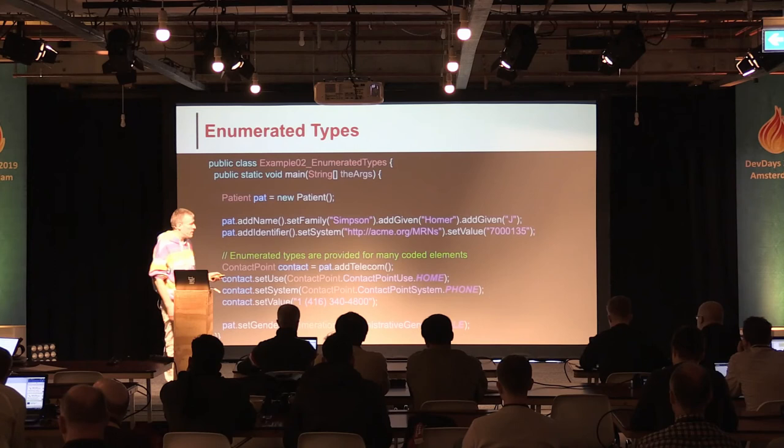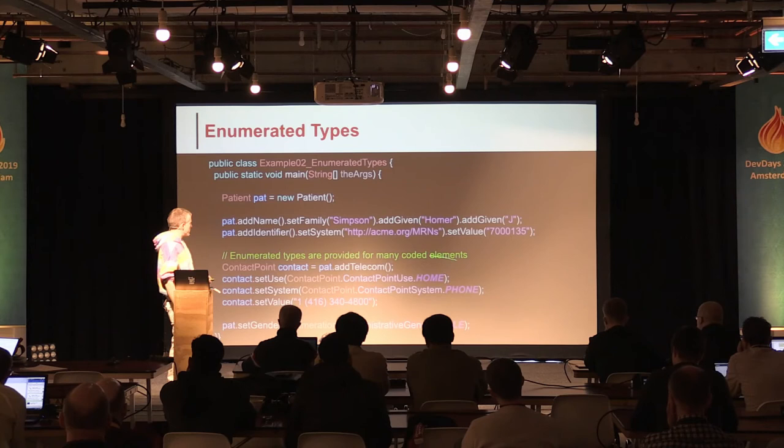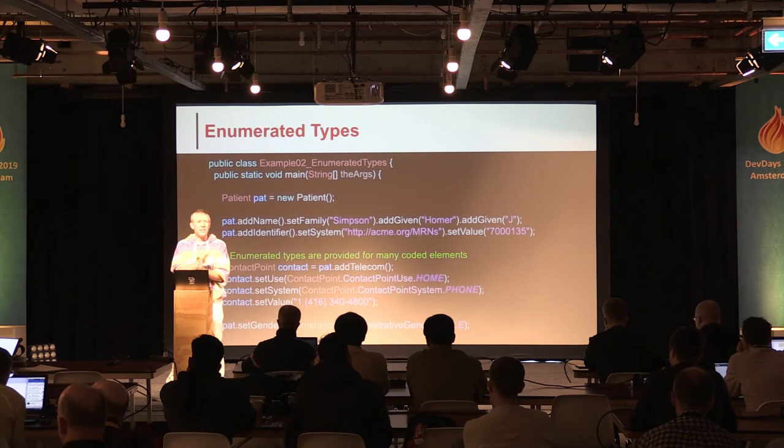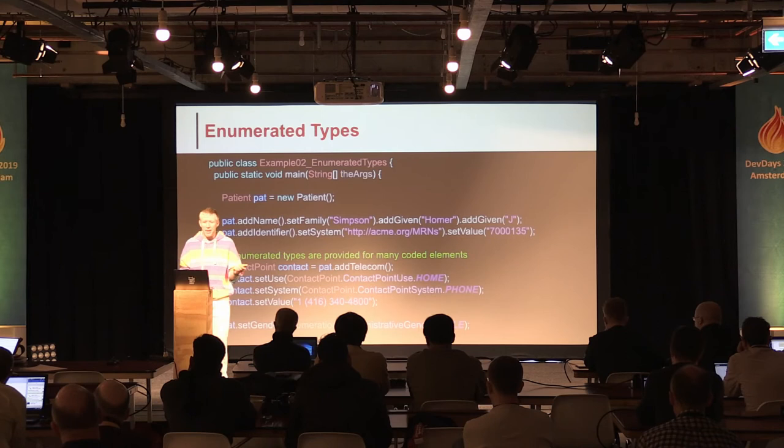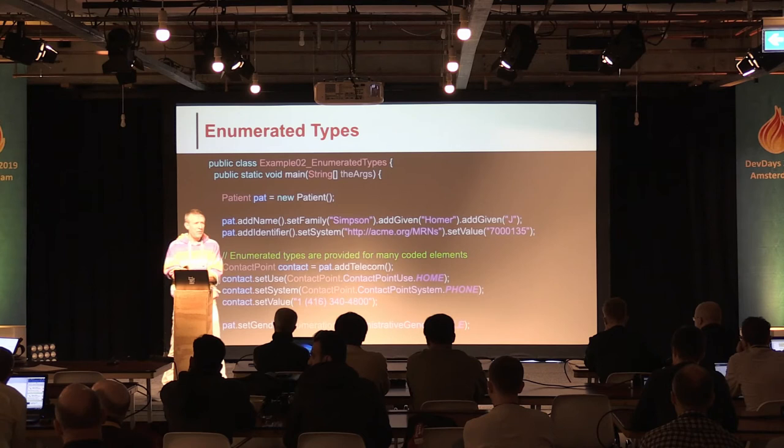Littered throughout the spec are these enums as well. You'll see them all over the place. FHIR has this concept called required bindings, which are effectively fields where you have to pick from a set of codes that are provided by the FHIR spec. Java programmers will, of course, recognize that as a great use case for Java's enum construct. So we've taken advantage of that fairly extensively.